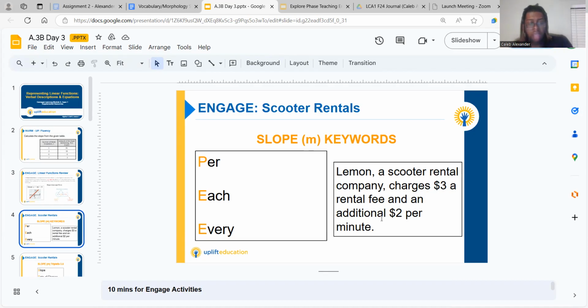Okay. And speaking of per, someone also asked me, if per is used in the sentence, can they switch it out with another keyword? And I said yes, these words keep changing and interlocking. They're never always going to be one word. If we take per out and use each, the rental company charges $3 email fee and an additional $2 each minute still means the same thing, just with a different word. And we can say it for every: the rental company charges $3 email fee and an additional $2 every minute. Same thing, just in a slightly different context in this case.